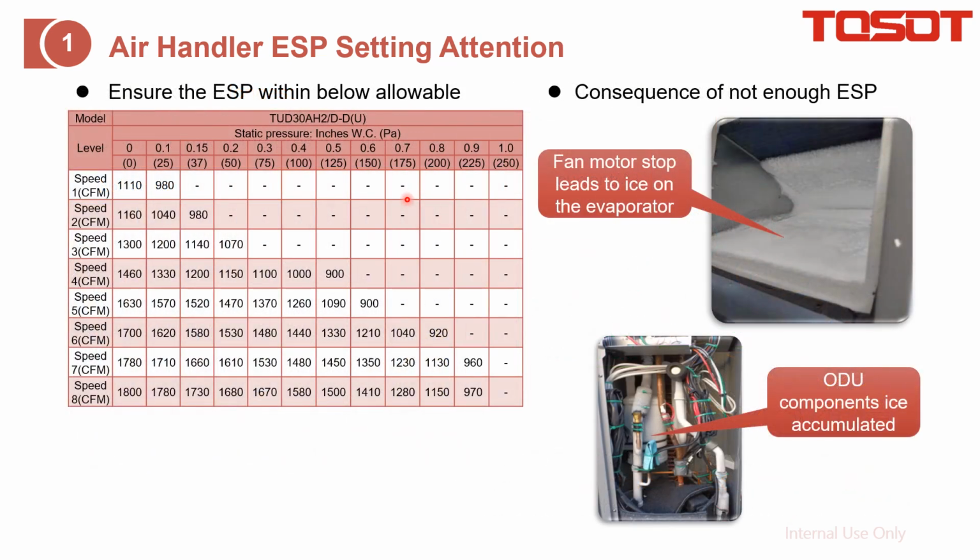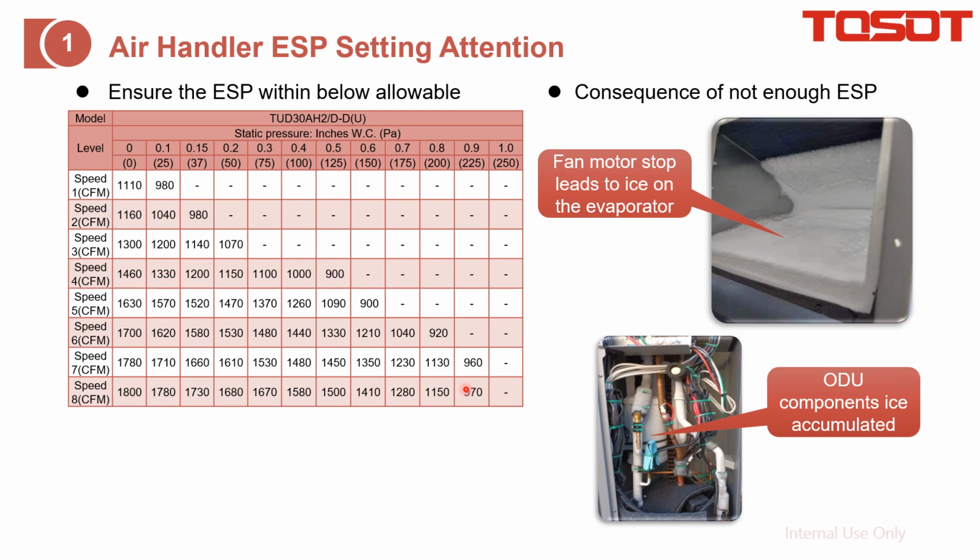This table is for the 30K air handler D series. You need to follow your local pressure drop to select the suitable ESP. And this is the consequence if the ESP is not high enough. You will find that if the fan motor stops, it will lead to the cooling loss, ice formation, and the outdoor unit, you can find here, and also the pipe. There is a lot of frost.